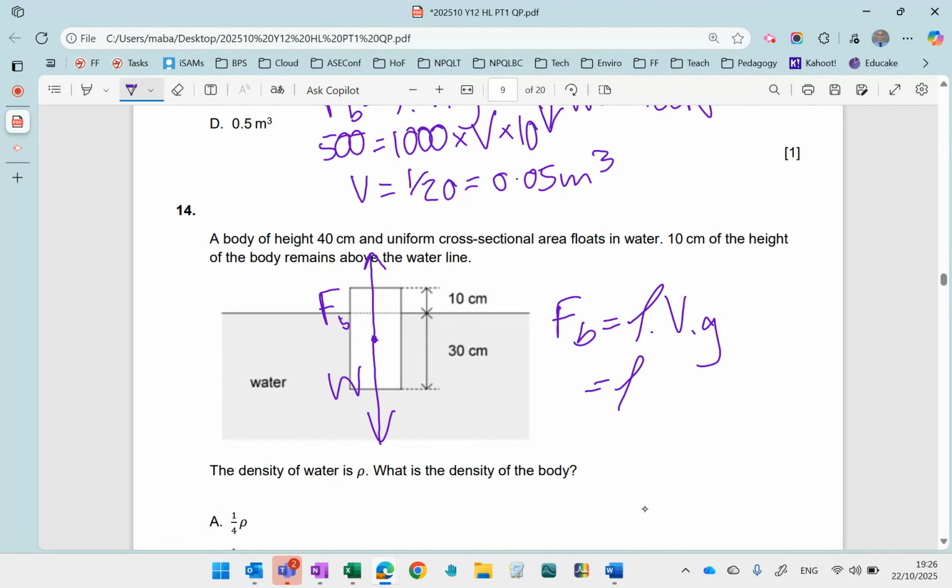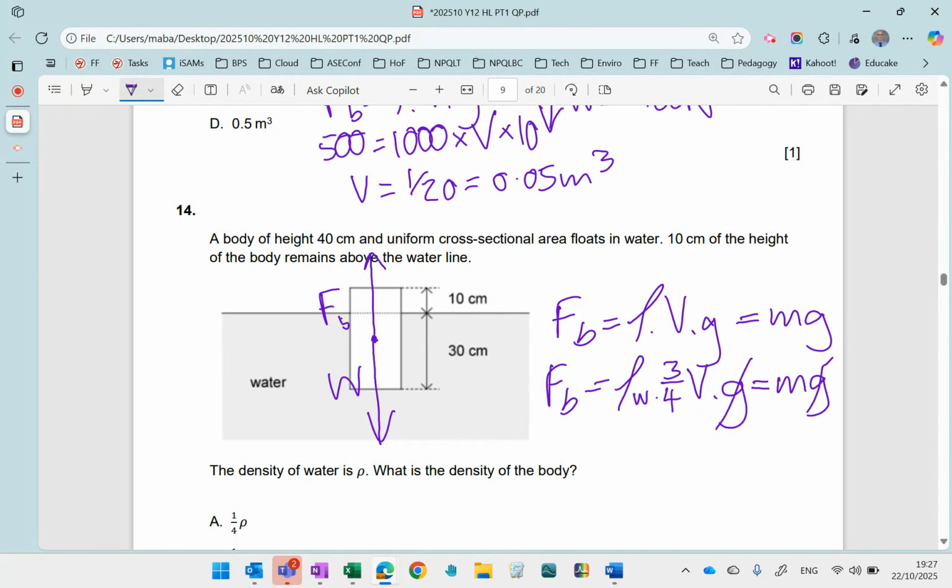So this is the density of water. Because of the depth that it's floating in the water, we know that 3/4 of the entire volume of the block has been displaced. And what do we do next? So that's the buoyant force, and we're going to equate that to the weight, which is the mass of the block times g. If we look at this, we can see that the g's will just cancel straight away.